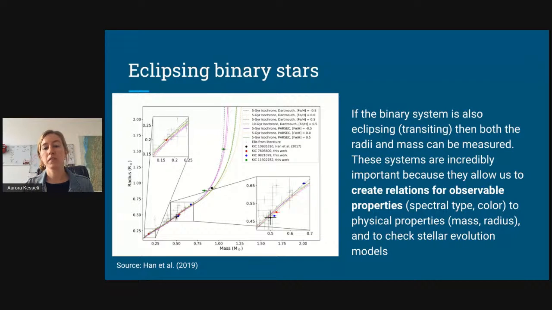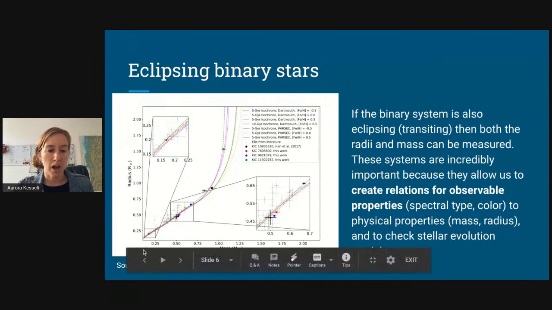And also, this is really important because we can check stellar evolution models. All of the modeling that we do for stars that helps us determine what type of star it is, how long it's been living, and all of those properties are based on stellar evolution models. But stellar evolution models need to be calibrated. We need to check that all the physics we're putting in is giving us the right answer. So here's a plot, again, by the same paper.